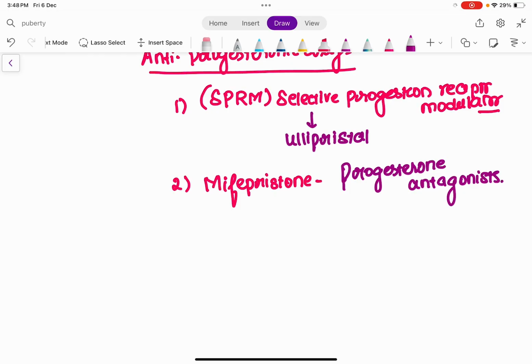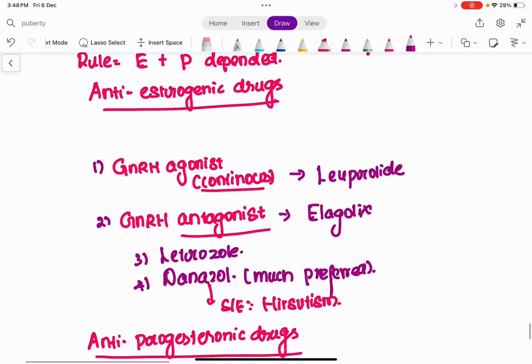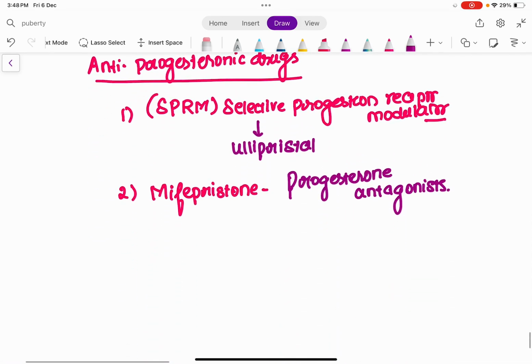As we all know, mifepristone is the drug given to a female who wants to induce abortion. In medical termination of pregnancy, you are going to give a tablet of mifepristone 200 microgram orally. Why? Because progesterone supports the pregnancy. Once progesterone is lacking, the support to the uterine endometrium is lost as well. So the progesterone antagonistic drug is mifepristone. So anti-estrogenic drugs are GnRH agonist, leuprolide, antagonist elagolix, letrozole, danazol. Anti-progesteronic drugs are the selective progesterone receptor modulator, ulipristal, followed by mifepristone.